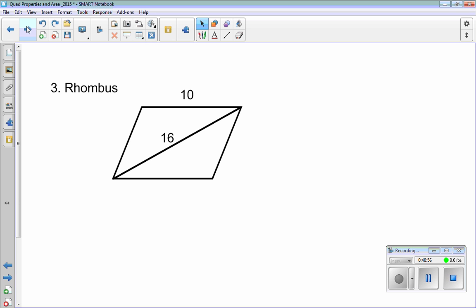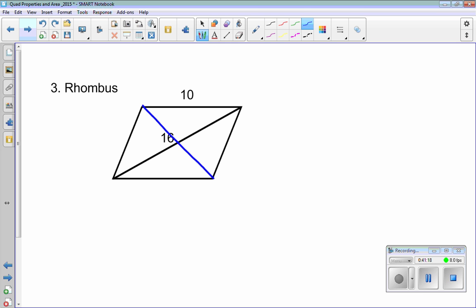Idea? I don't have a right triangle. But I could if I did what? Thank you. If I drew in my second diagonal, I can do a couple of things.